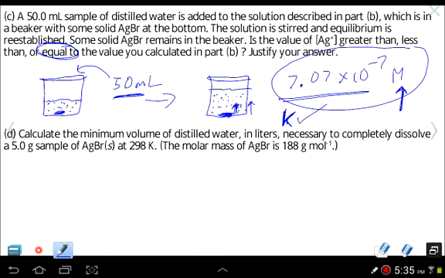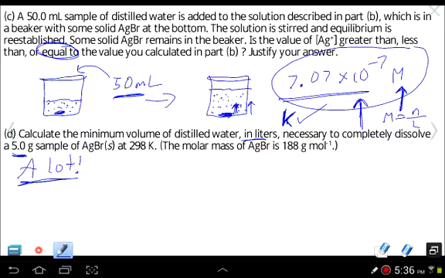And part D says, calculate the minimum volume of distilled water in liters necessary to completely dissolve a 5-gram sample of AgBr. Now, 5 grams is pretty significant. You can definitely see 5 grams. You can weigh it on the balance. And they're asking, well, how many liters will it take? Now, we should right away say, well, quite a bit, a lot of water will be needed to dissolve this, because the amount that gets dissolved per liter, remember molarity is moles per liter, is only 7.07 times 10 to the negative 7. So imagine how many liters we need to dissolve 5 grams.